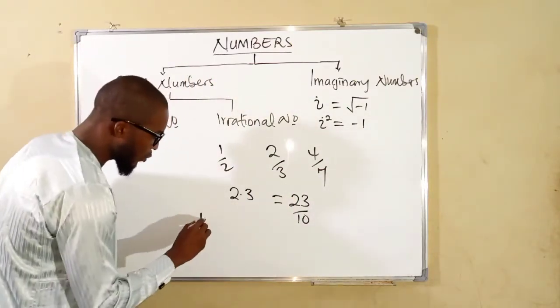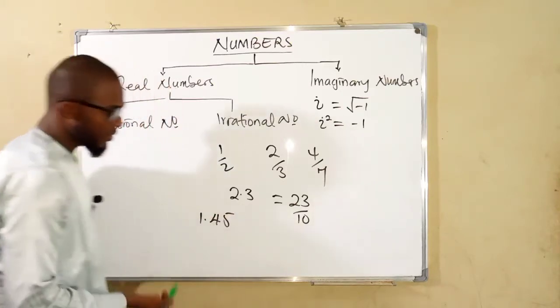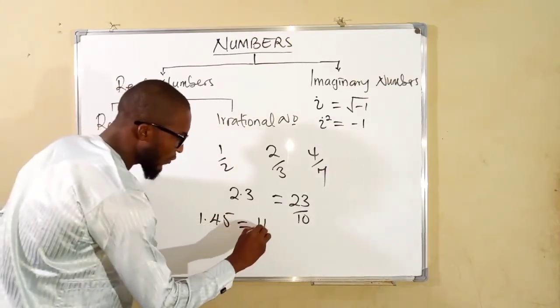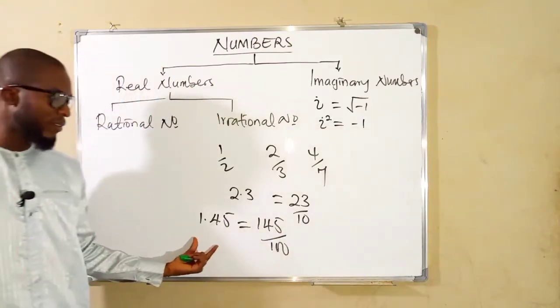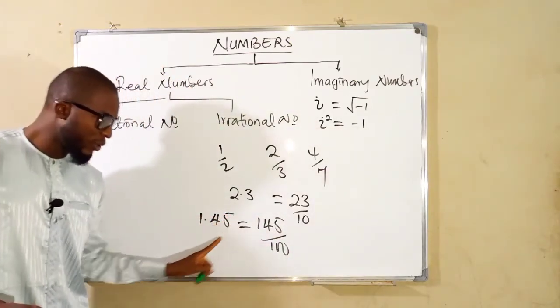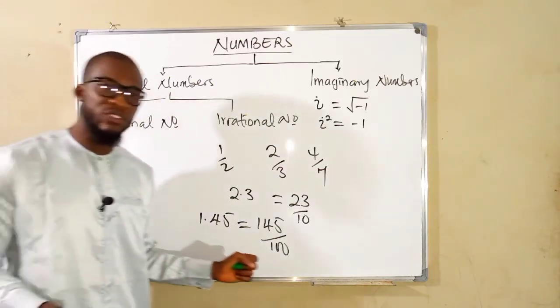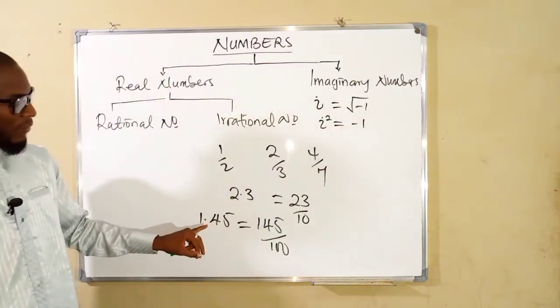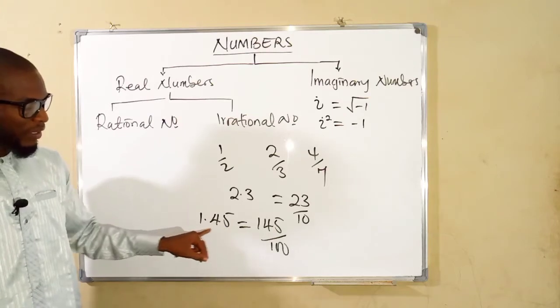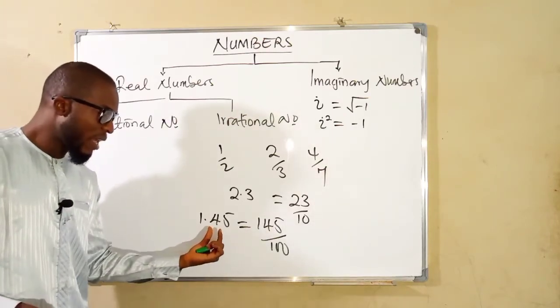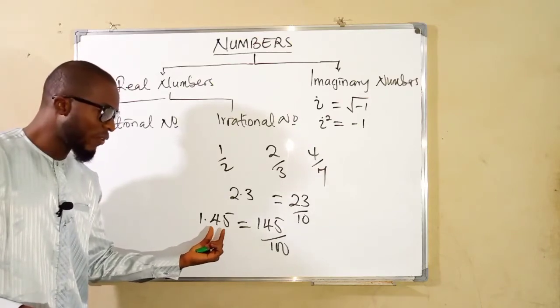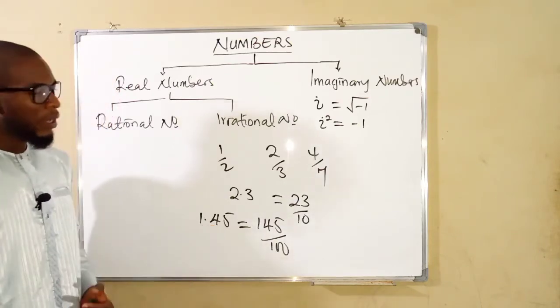We can have 1.45. This can be expressed as 145 over 100. This is the same thing as this. Therefore, this decimal number can be expressed as a rational number. But look at it, we have a terminating decimal number. Terminating in the sense that it has an end. We have only 2 decimal places here.